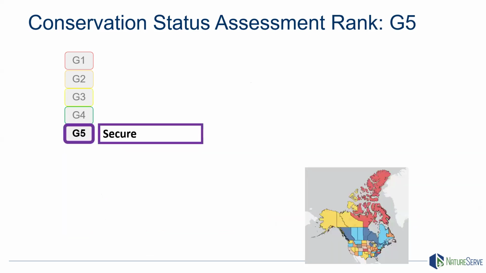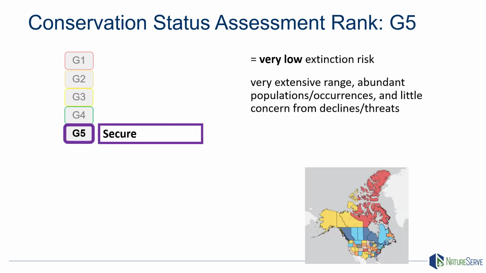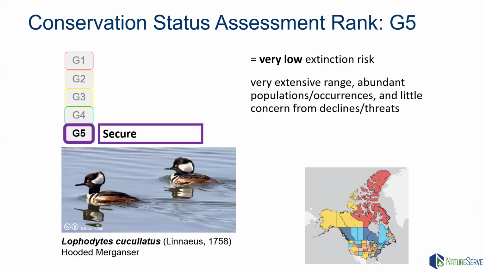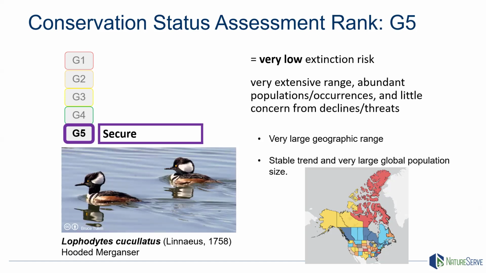The final numerical rank is G5, or secure, which indicates a very low risk of extinction due to an extensive range, abundant populations or occurrences, and little to no concern from declines or threats. The hooded merganser is a small duck with a very large geographic range. It has a stable trend and low threats globally, and therefore it is believed to be secure.